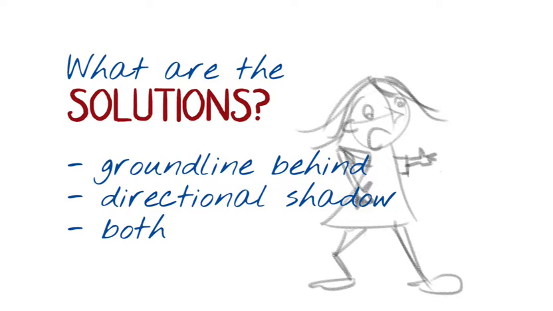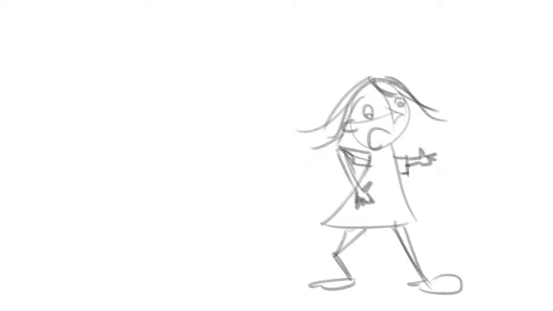And we have three possible solutions that we're going to look at today. The first one is looking at putting the ground line behind her rather. The second one is using a directional shadow, or else we can of course use a combination of the two. Let's take a look at using a ground line behind her first.